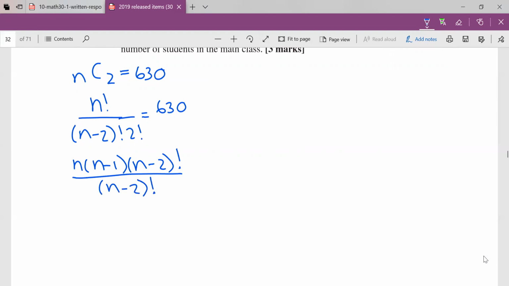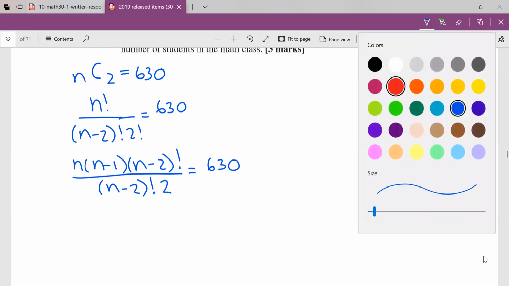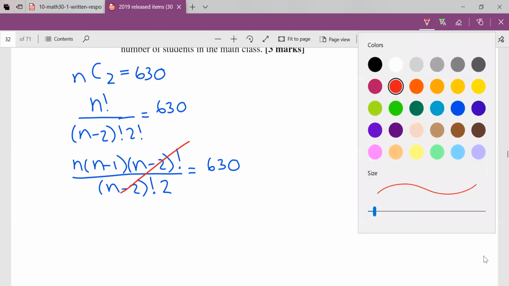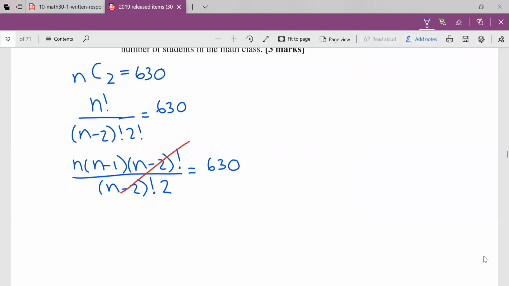Okay, I expanded the numerator because it's got more terms than the denominator, and I stopped at n minus 2 factorial. Well, 2 factorial is just 2, the kids tell me. Now what I want to notice is that n minus 2 factorial and n minus 2 factorial divide out, just like that. Okay, again, I'm really going to take my time on these questions.